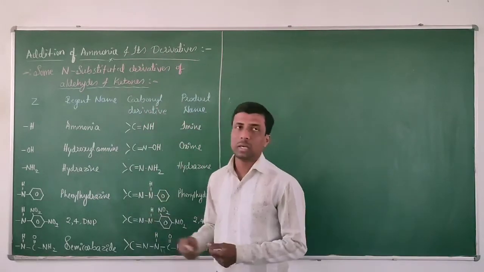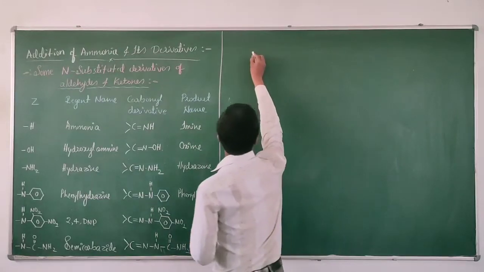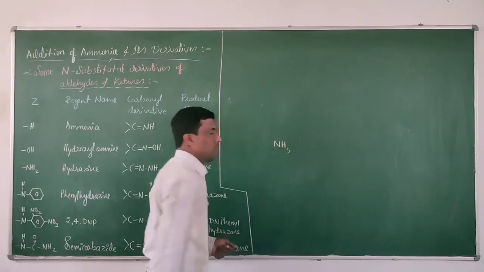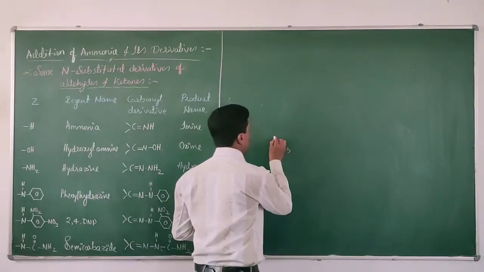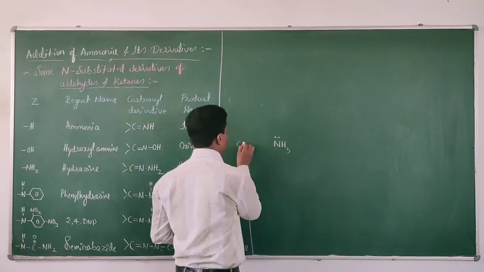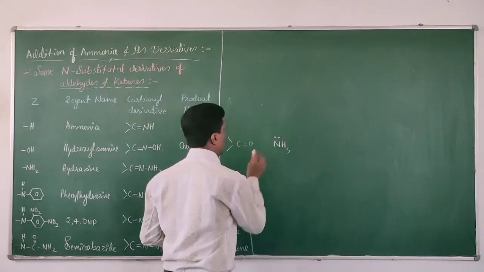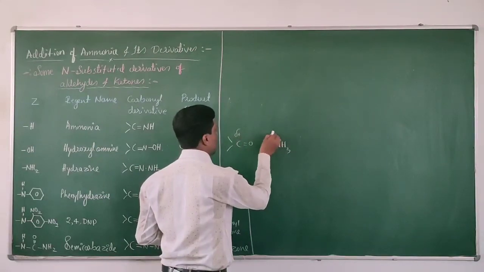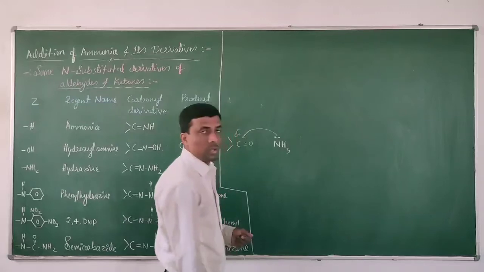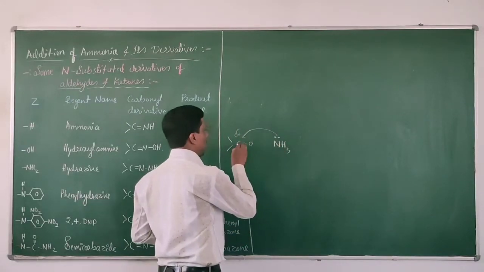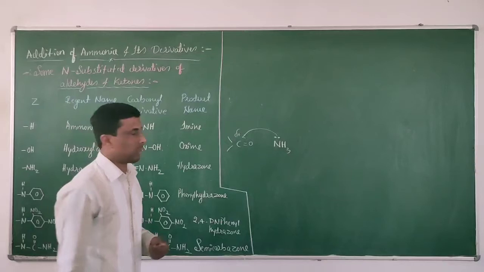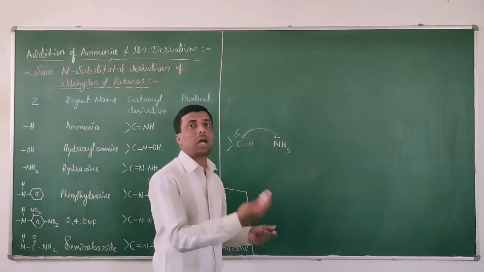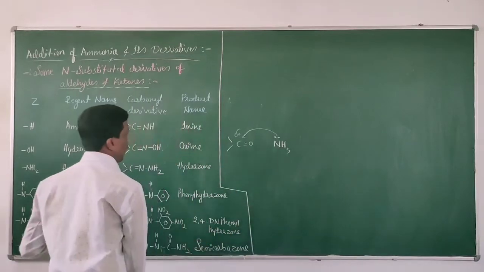Under ammonia, what is ammonia? This compound. This is the compound ammonia. It has a lone pair on the nitrogen. Because of this lone pair, it will attach to this partially positively charged carbonyl carbon. In this way the reaction begins. Now, ammonia and its derivatives.